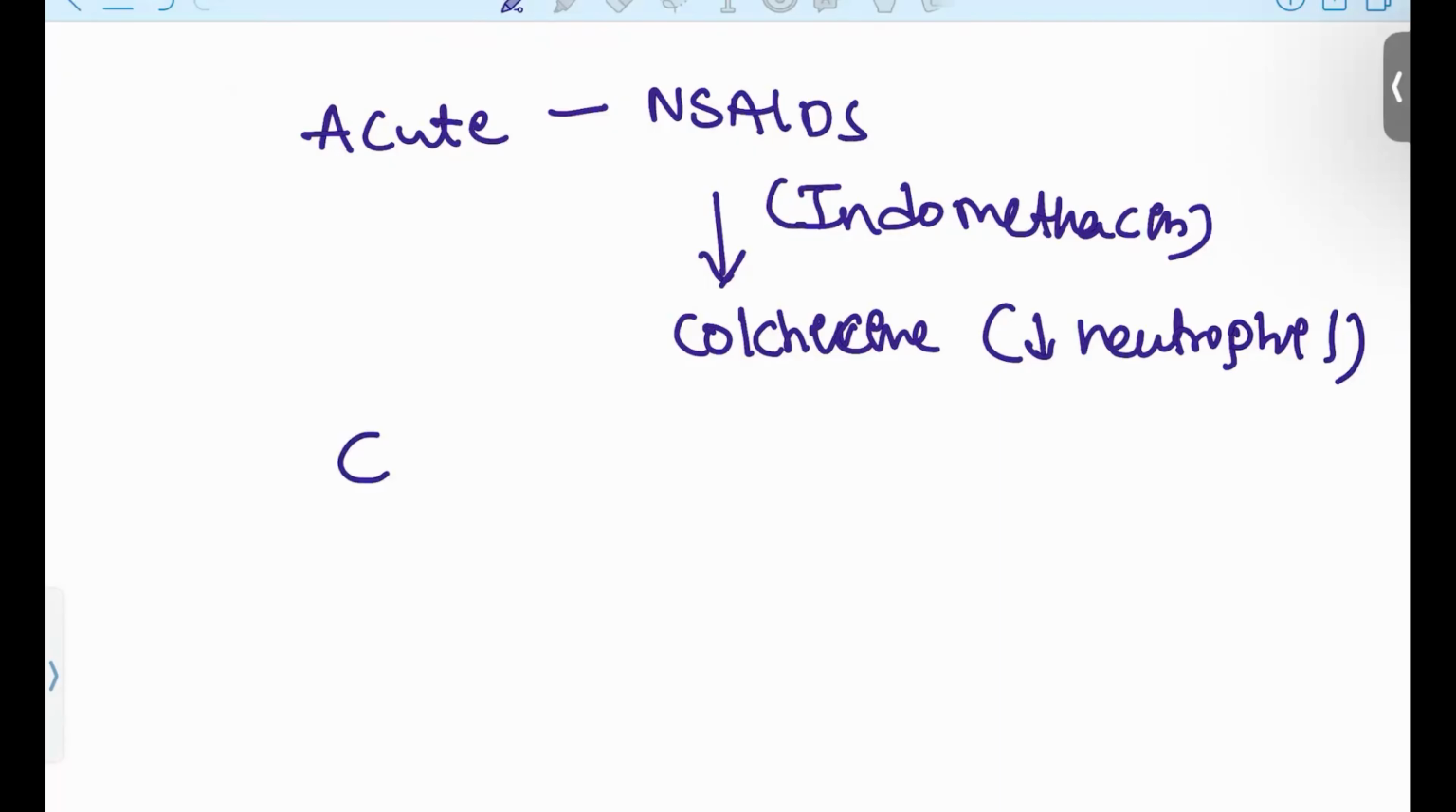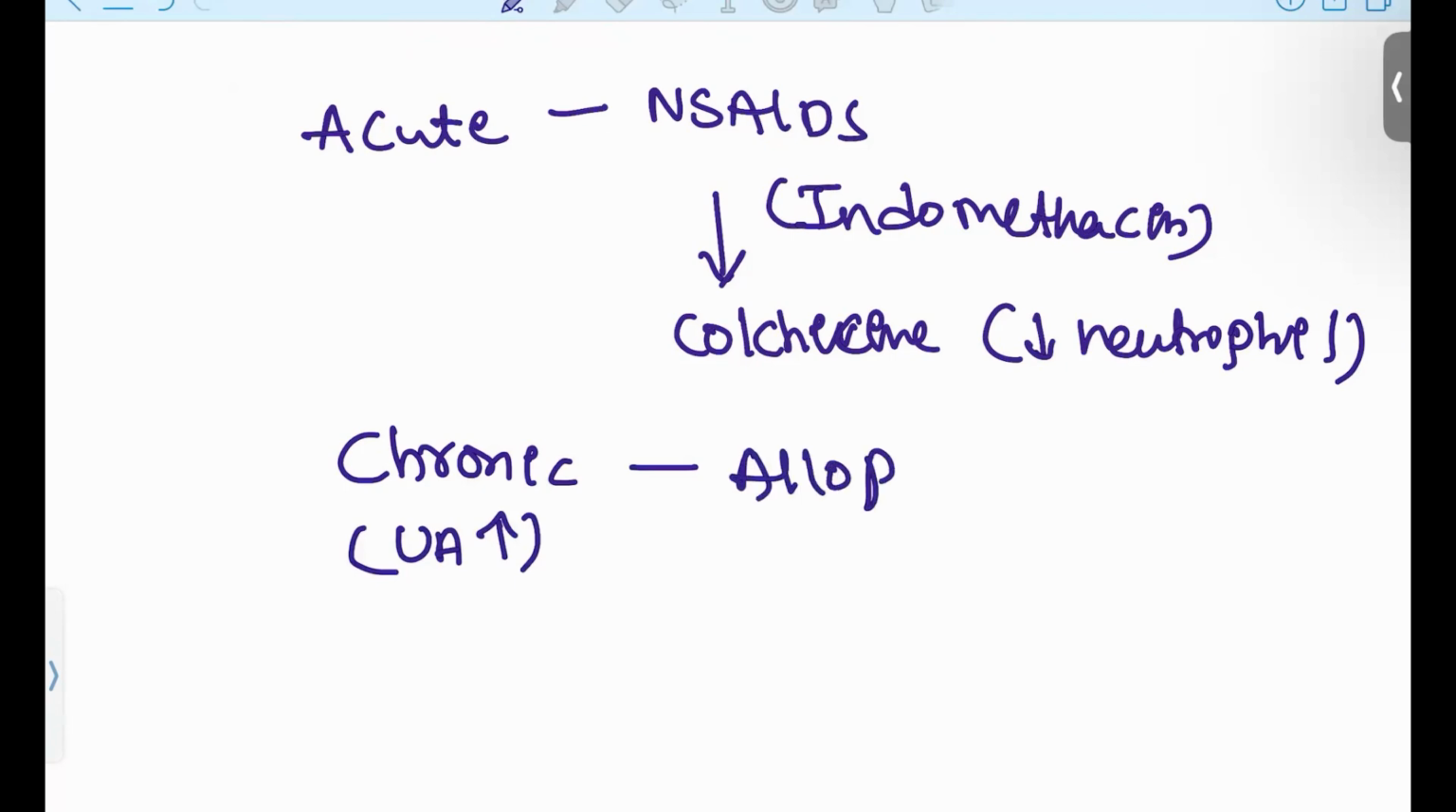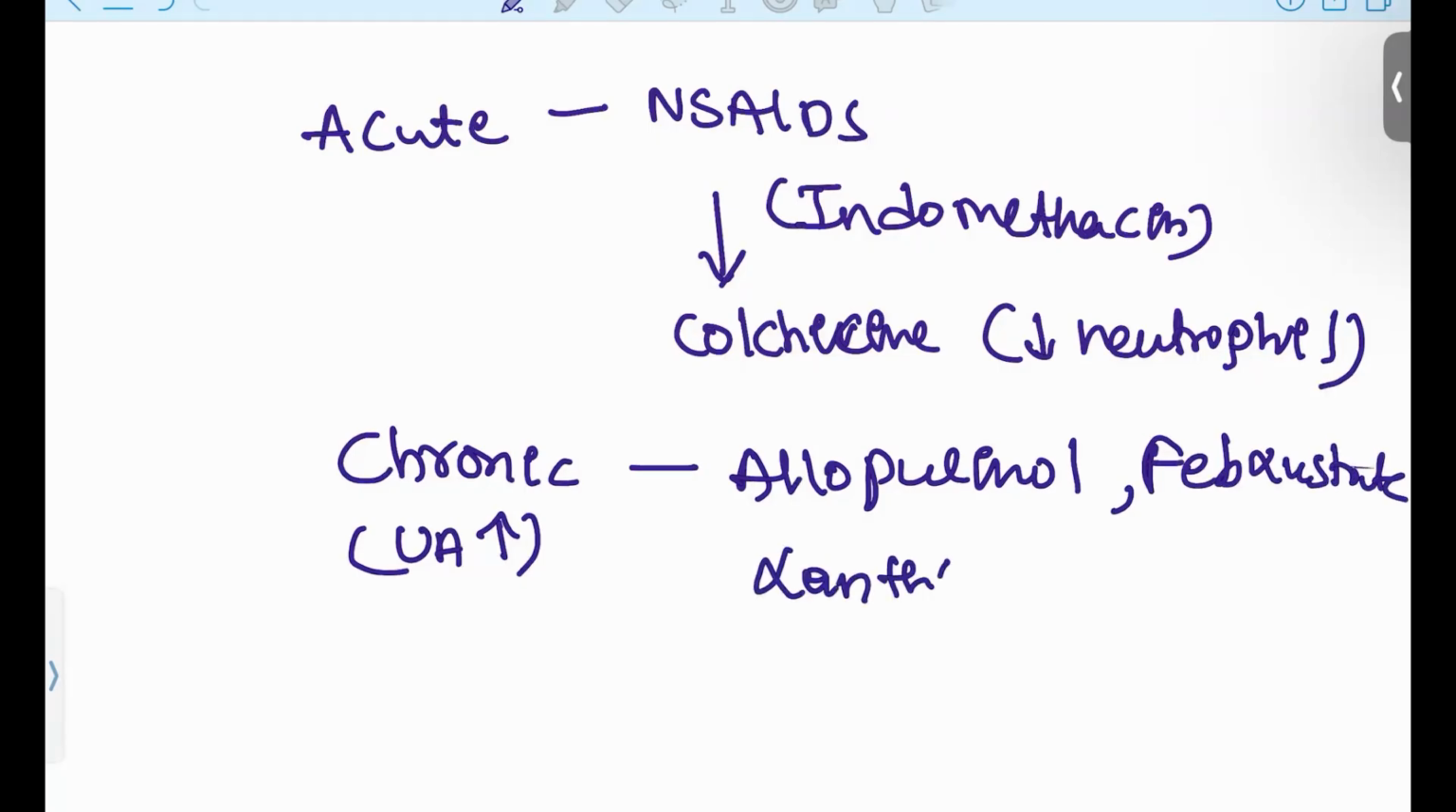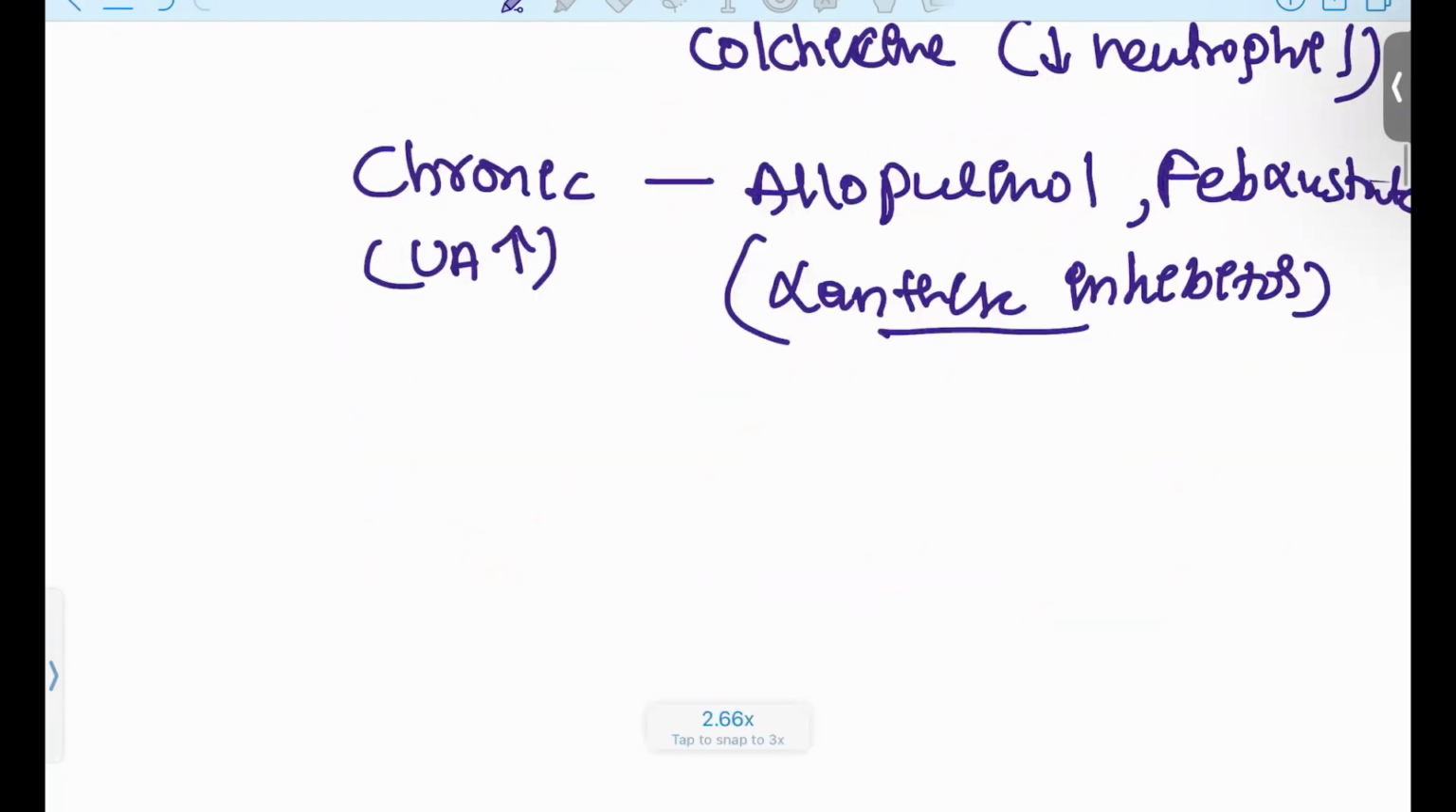But if the patient has become chronic, because uric acid levels are also high in this patient, now you have to start this patient on allopurinol or febuxostat. What is the mechanism of action of febuxostat and allopurinol? They are xanthine oxidase inhibitors. Okay, these drugs are your xanthine oxidase inhibitors. So the uric acid levels will be decreased in this patient.